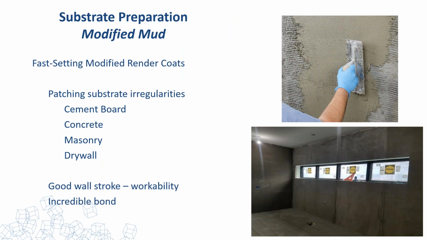Substrate preparation for walls, like I said, fast setting render coats or mortar beds, depending on what your needs are. Patching irregularities in cement board, concrete, masonry, drywall. You're really typically looking for a patching material for a wall that you can get a good stroke in, that you can flow to a large area very easily, an incredible bond, great strengths, a variety of different thicknesses. They're out there. Talk to your suppliers.